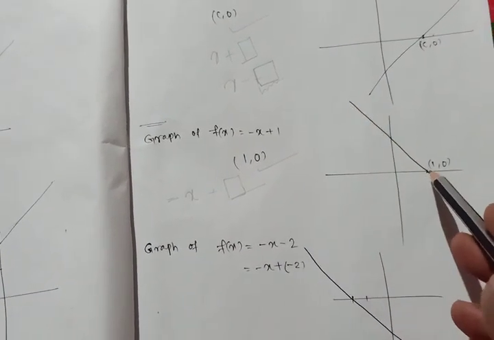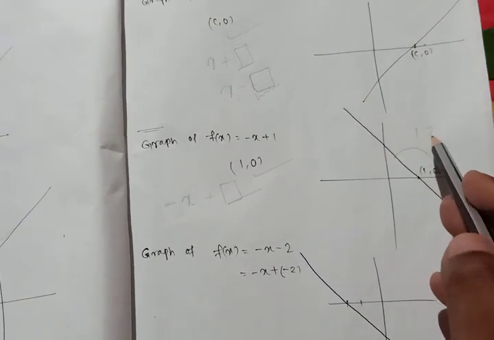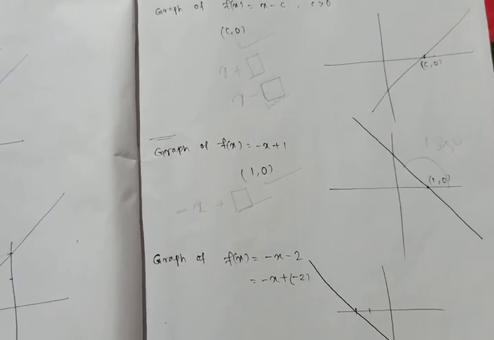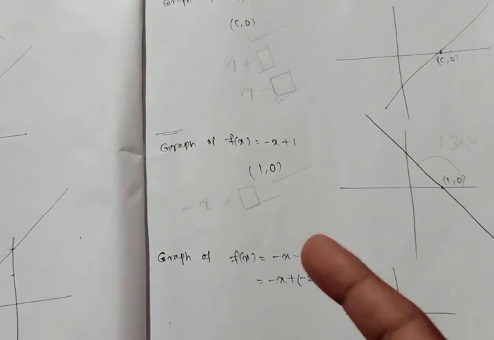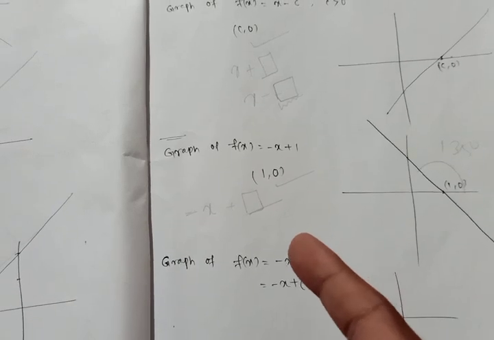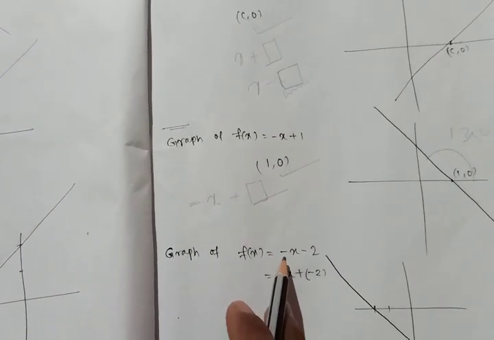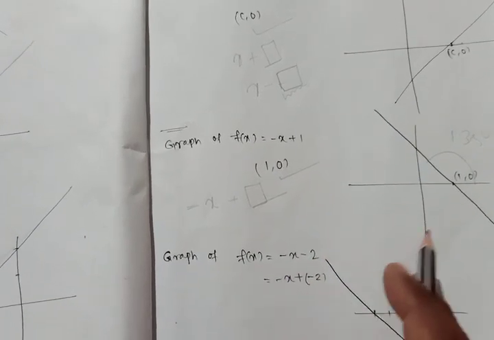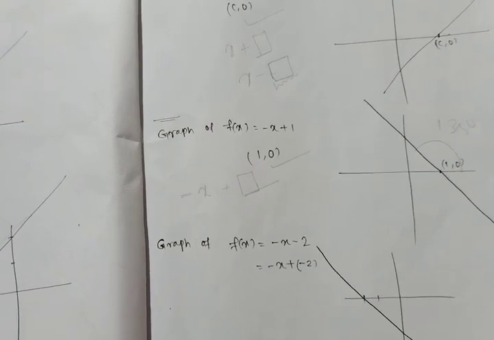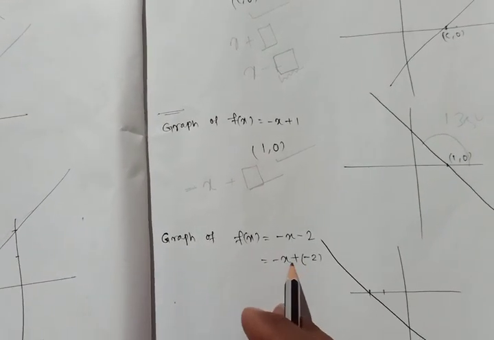It is a straight line passing through (1, 0) and makes an angle of 135 degrees with the x-axis, because the slope is minus 1. So in this case, what we have to express? We express the given function like minus x plus something. Here is one more example: minus x minus 2. So try to write it as minus x plus something, so that the something can be found out.